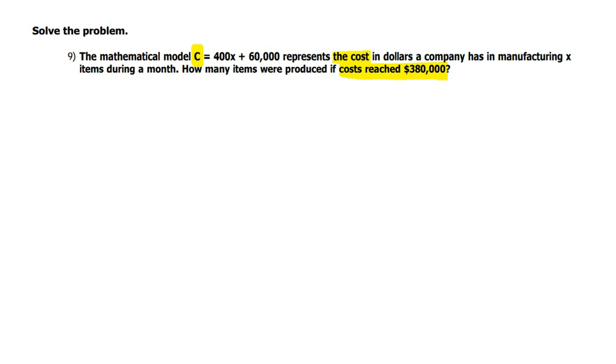C is the cost. So I'm going to take this function, C is equal to 400x plus 60,000, and in place of this letter C, I am going to insert the $380,000.